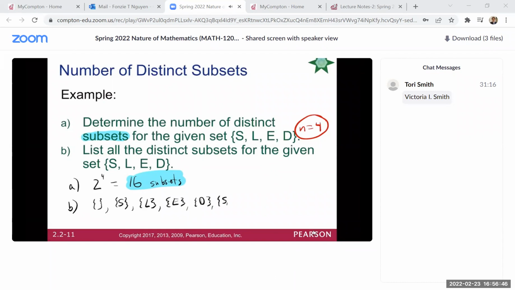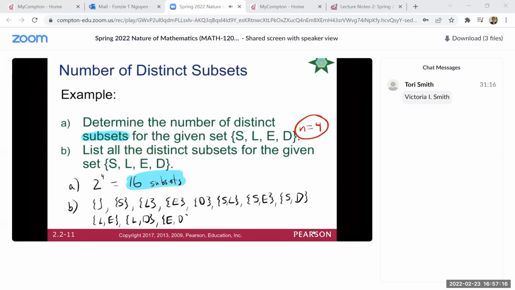SL, SE, SD. All right, there's a couple more that have two. LE, LD. Yeah, very good. And then the last one would be ED. Yeah, ED. Yeah, good.